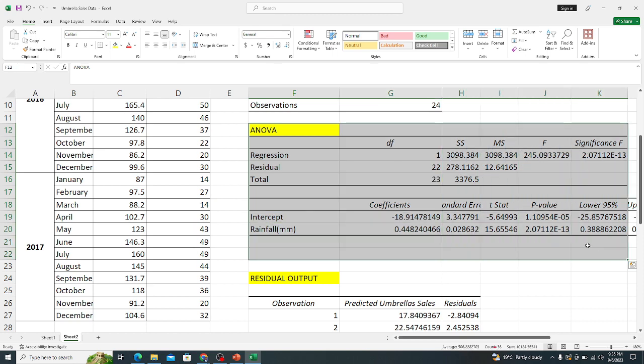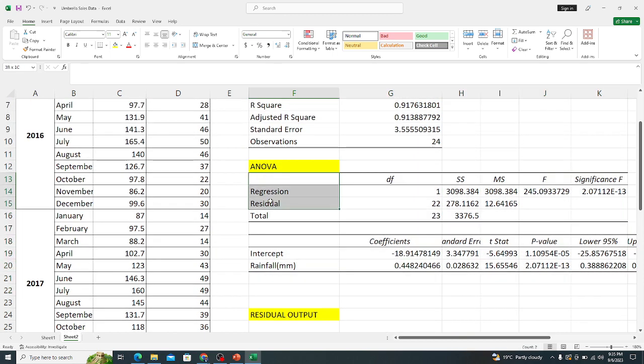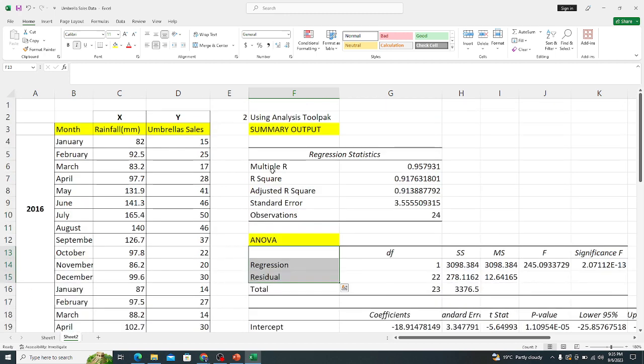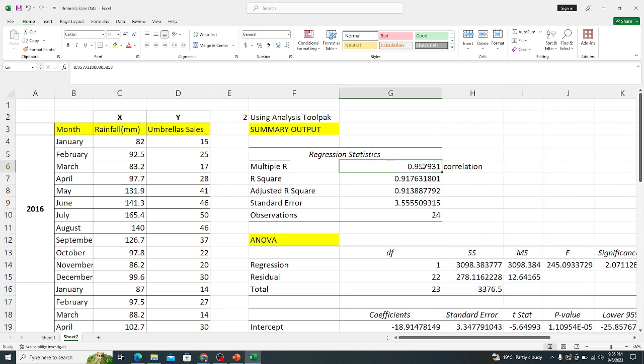With ANOVA, that is the analysis of variance. Good. Let's start with the summary output. I remember yesterday talking about multiple R. I told you that multiple R basically is the coefficient of correlation, so this is basically our correlation. If it's our correlation, what does this value mean?